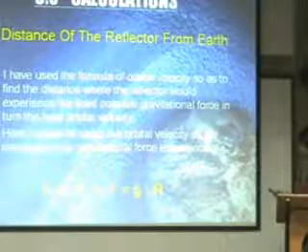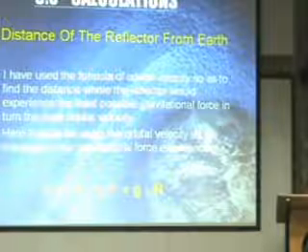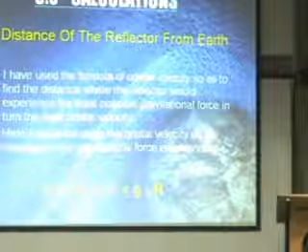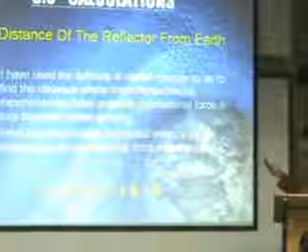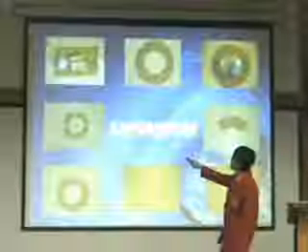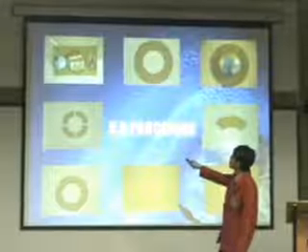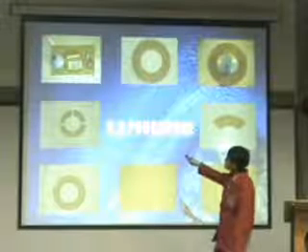Next slide. Distance of the reflector from the earth. I have used the formula of orbital velocity to find the distance where the reflector would experience the least possible gravitational force. In terms of materials, there is copper wire, glue, foil, and a wire cutter. First I cut cardboard in a ring shape such that the Earth's diameter is equal to the diameter of the internal circle.